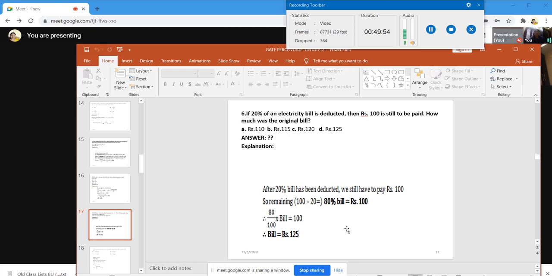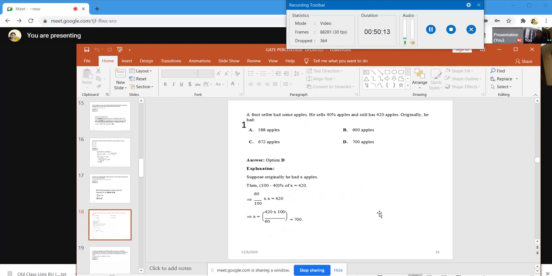Now, 80% can be written as what? 80 by 100 into bill. 80 by 100 into bill is equal to 100. We can find out the bill amount. The actual bill amount is rupees 125. Is it clear? Come to the next one.